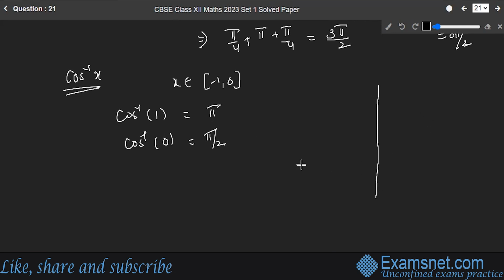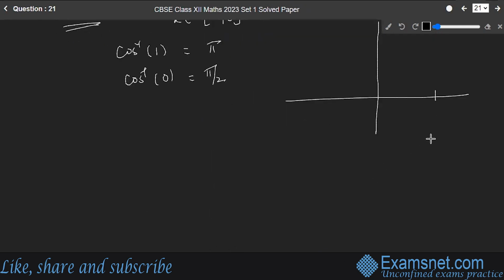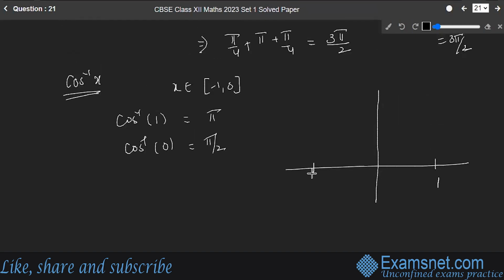Let's draw it on the graph. So these are the coordinate axes. Here I have 1, and this is -1 over here, x-axis, y. Cos inverse of -1 is equal to pi. You can say this is pi over here, and let's say this is pi by 2. So for -1 it is pi, and for 0 it is pi by 2. That means the graph is something like this, right?